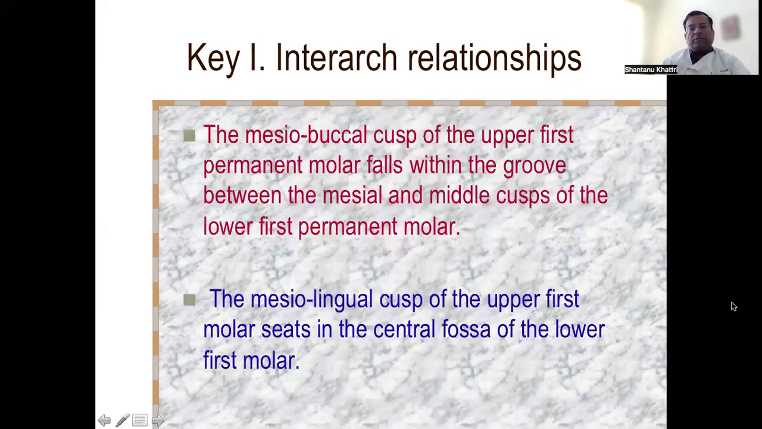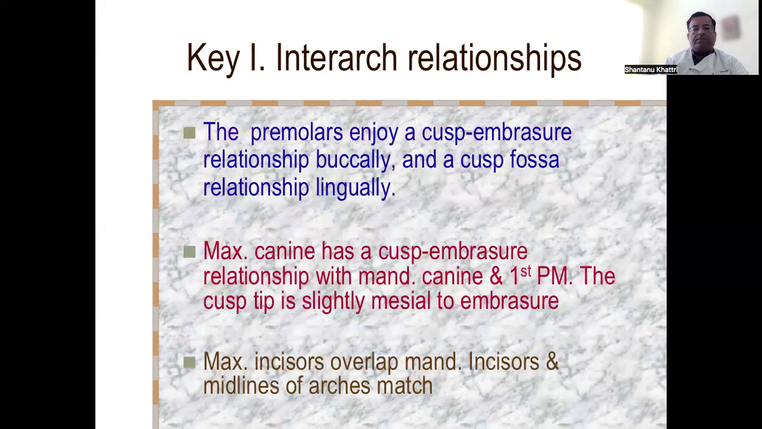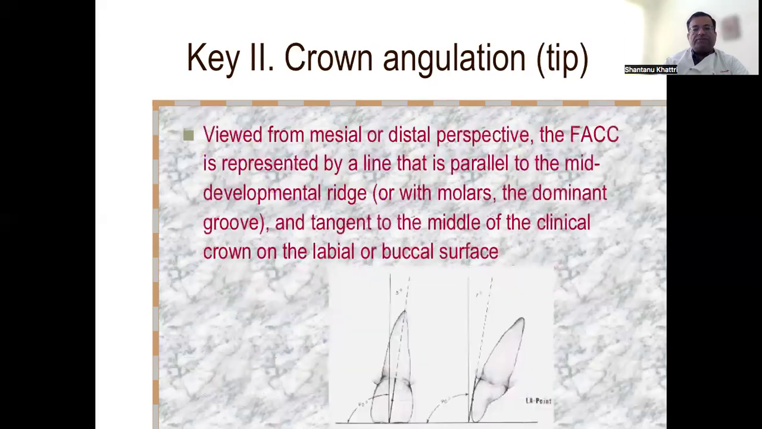The mesiobuccal cusp of the upper first permanent molar falls within the groove between the mesial and middle cusps of the lower first permanent molar. The mesiolingual cusp of the upper first molar seats in the central fossa of the lower first molar. The premolars enjoy a cusp-embrasure relationship buccally and a cusp-fossa relationship lingually. The maxillary canine has a cusp-embrasure relationship with the mandibular canine and first premolar, with the cusp tip slightly mesial to the embrasure. Maxillary incisors overlap mandibular incisors, and the midlines of the arches should match.